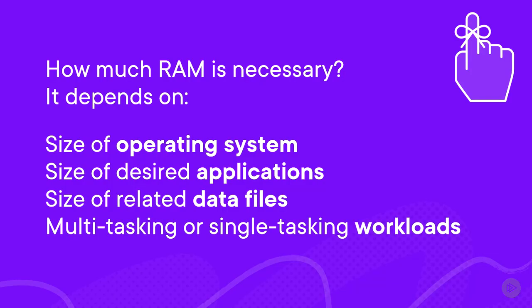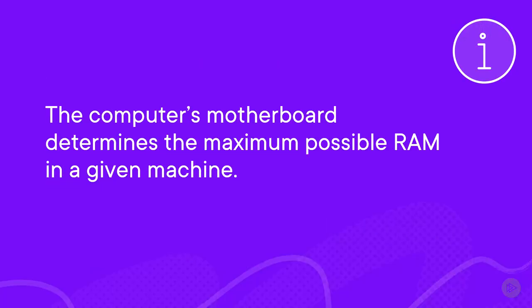Whether the computer will be used for one thing at a time or be expected to do multiple jobs at once, such as hosting virtual machines. And finally, how fast we need the system to be, because up to a point at least, more RAM will increase the device's operating speed. It's important to note that the motherboard, the computer's main circuit board where the RAM will be installed, is going to set an upper limit on how much RAM we can install. On modern systems, that limit is usually higher than we'll need, but on older systems, it might be a constraint.